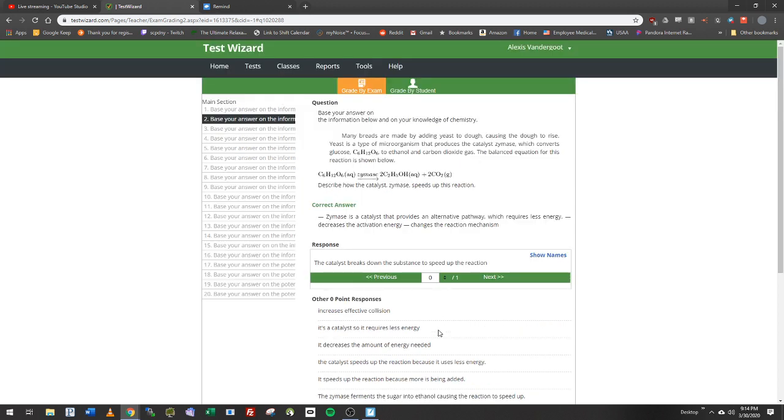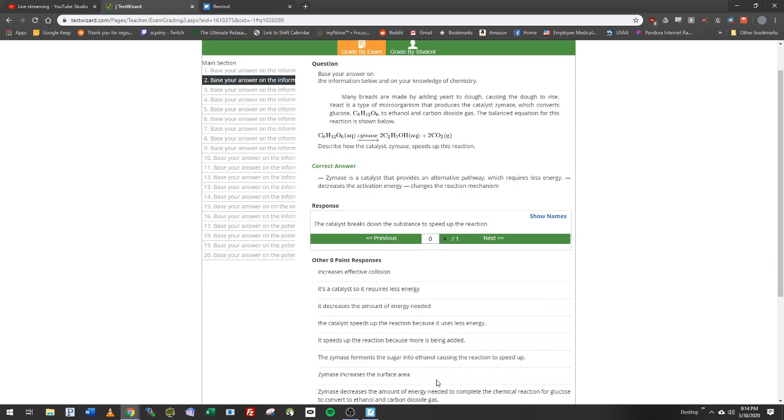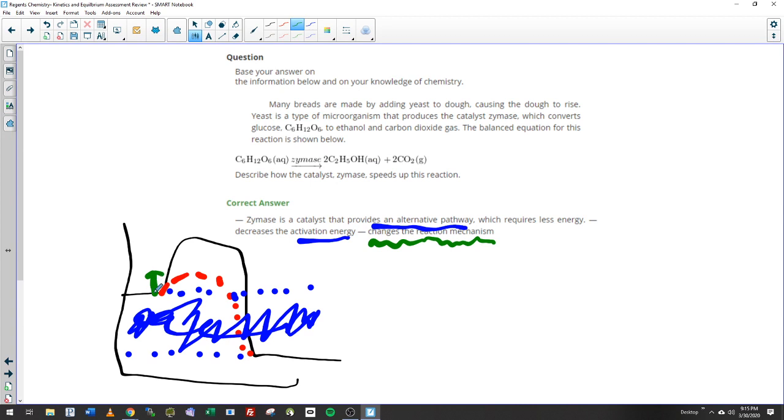If I take a look at the most common mistakes on this one, the catalyst: it's a catalyst, so it requires less energy. I feel like this is the answer over here, but you didn't talk about the alternative pathway, so I did not give you credit on that. Some of you said it decreases the amount of energy that's needed. Yes, the amount of activation energy. You have to use a very specific adjective before that, the amount of energy it takes to activate, as opposed to the heat of reaction. That's another form of energy in this reaction.